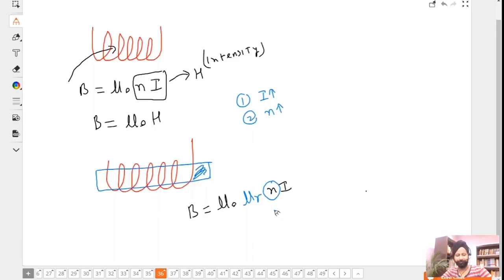B is directly proportional to N. Number three, you studied introduce a soft iron core. Now this is what the soft iron core is doing. It's actually increasing the magnetic field by that number now, right? Clear so far? Clear?